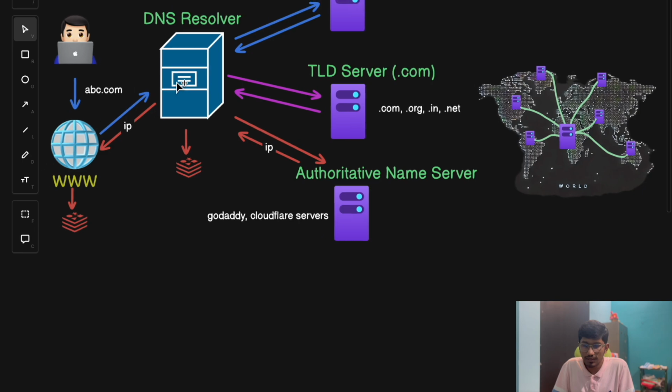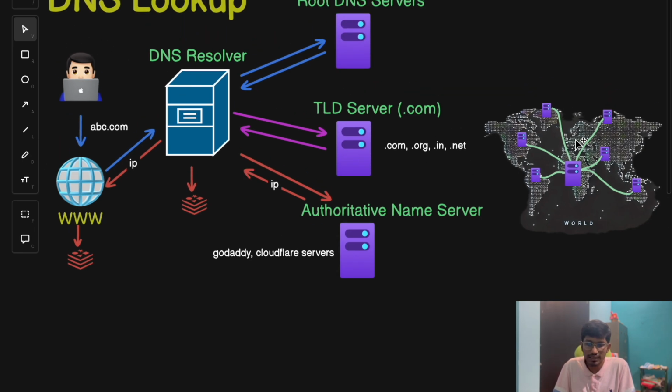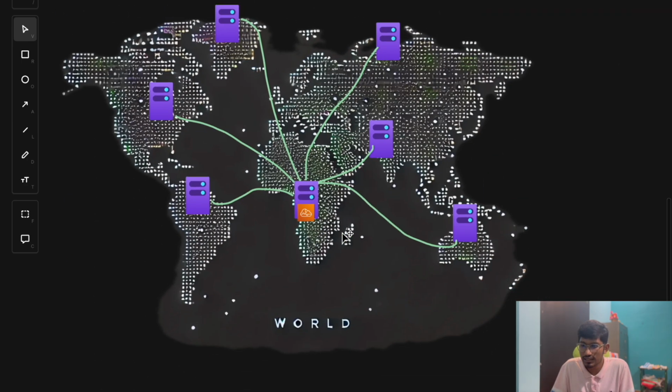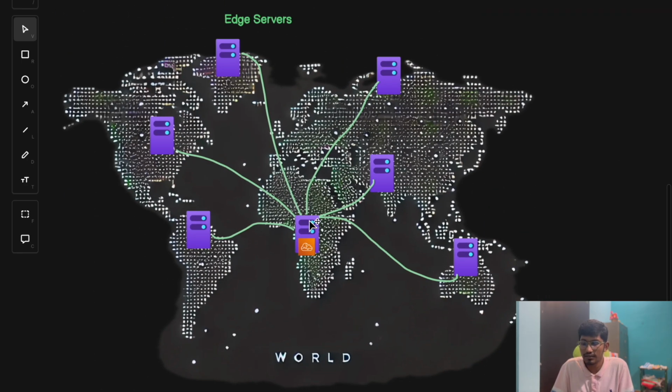Now the user's browser, as we discussed, will query the DNS resolver, which will in turn query the CDN's authoritative DNS server. The CDN's DNS server determines that the user is in India. Okay, let's say the user was in India, as we assumed. So it will select the edge server which is present in Mumbai.